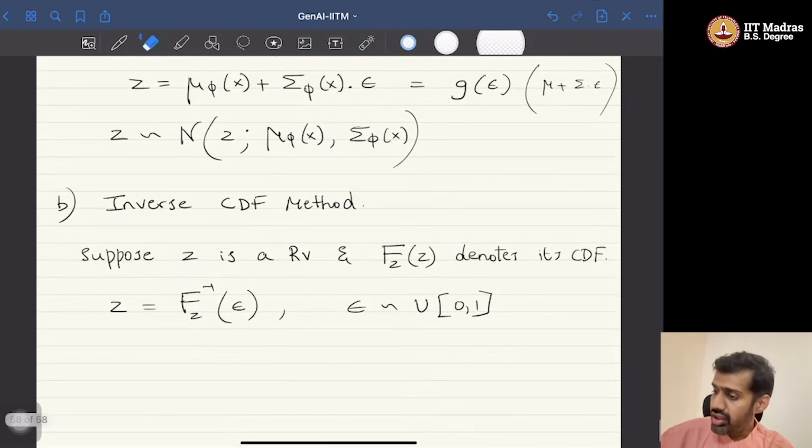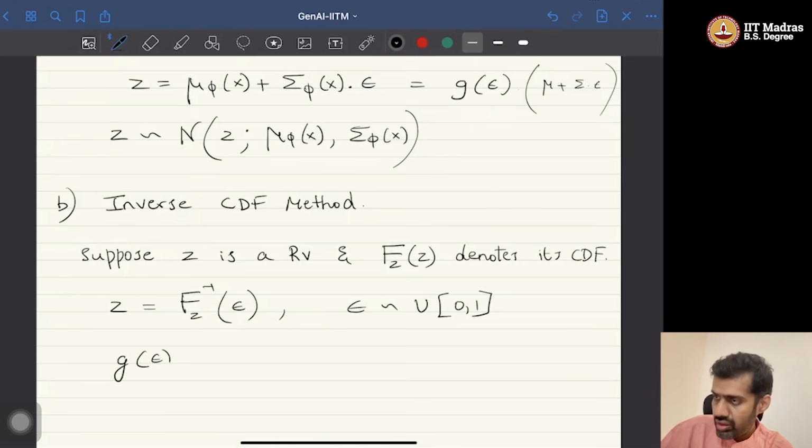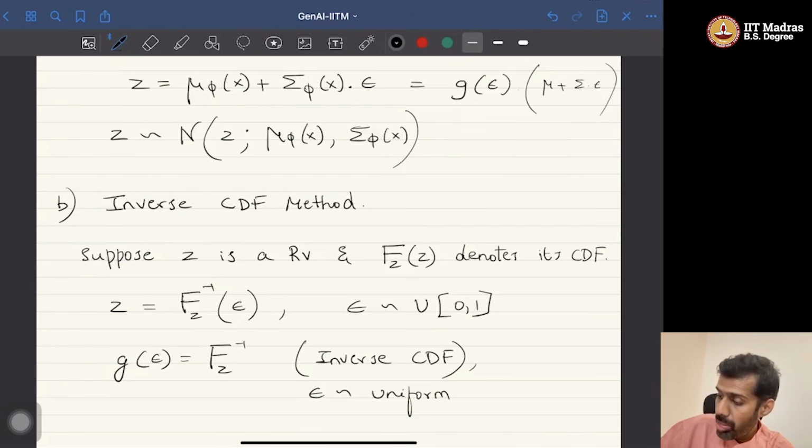Okay, so now this is another reparameterization. The idea is that one can express any random variable in terms of a uniform random variable between 0 and 1. Okay, so now the G function here is simply the inverse of the CDF, and the epsilon is from uniform 0 1. So uniform distribution between 0 and 1.